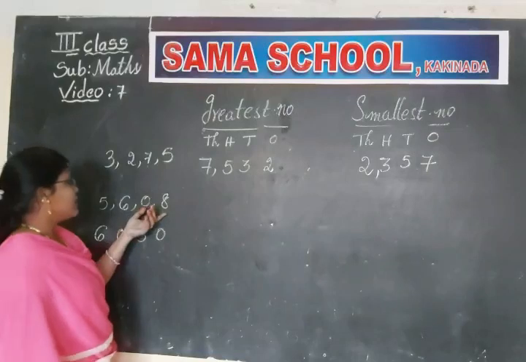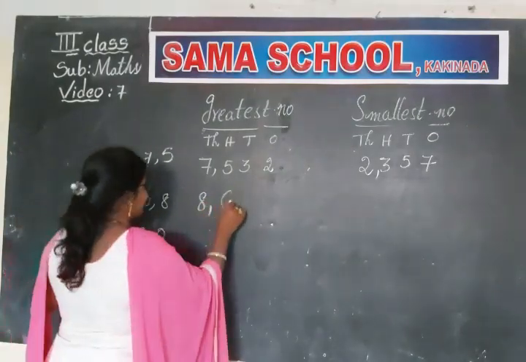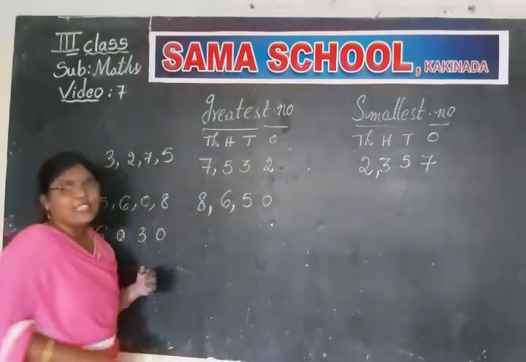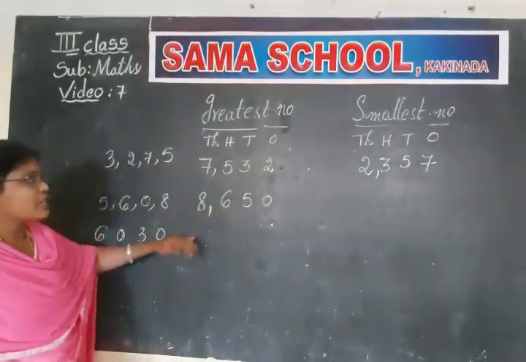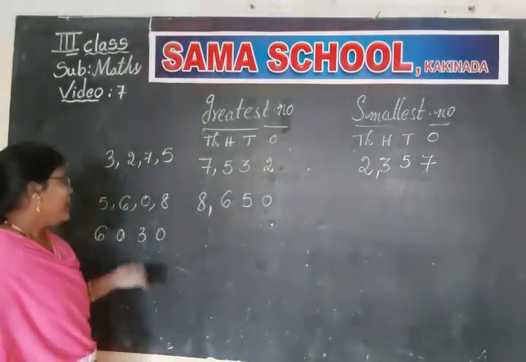That is, what is the first number? What is the biggest digit? 8. Next is 6. Then 5. And at last 0. So 8650 is the greatest number.